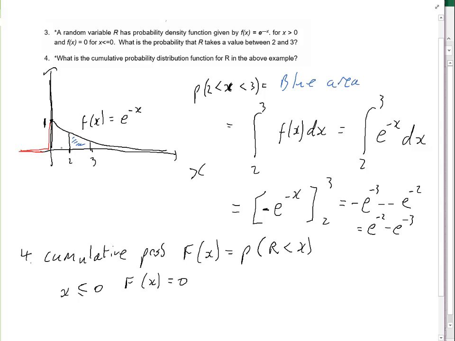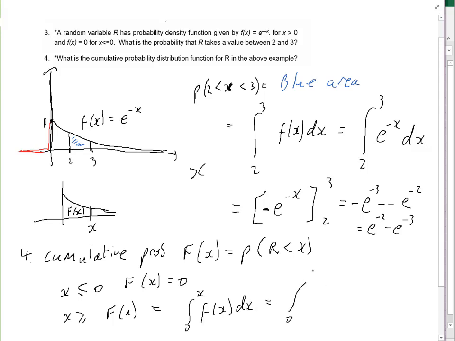Then after you go past this point, you start to add up the area here as far as you go. So F of x is essentially this area up to the point x. So you integrate all the way up to x. So for x positive, F of x is the area under f of x between 0 and x of this. So it's the integral from 0, or from minus infinity, well no, from 0 up to x of e to the minus x.